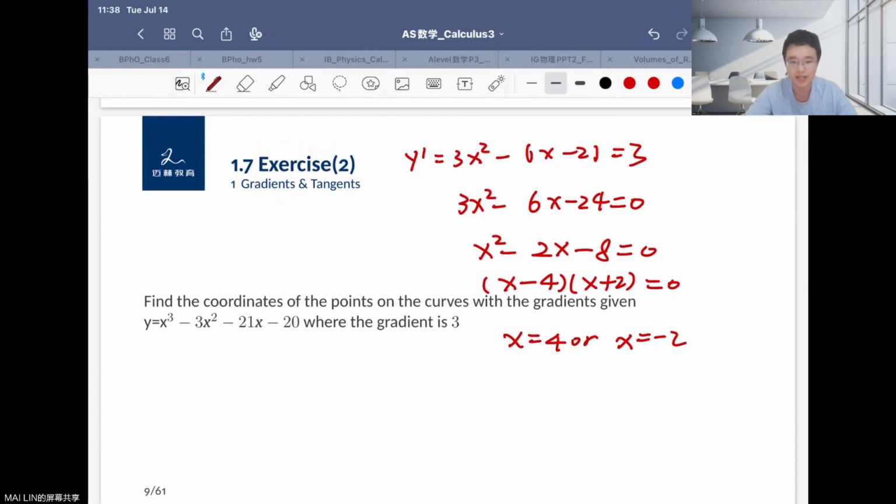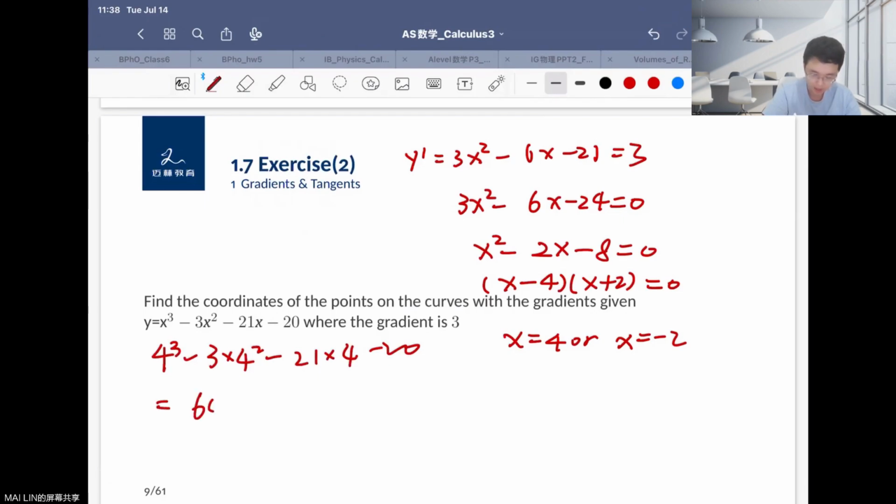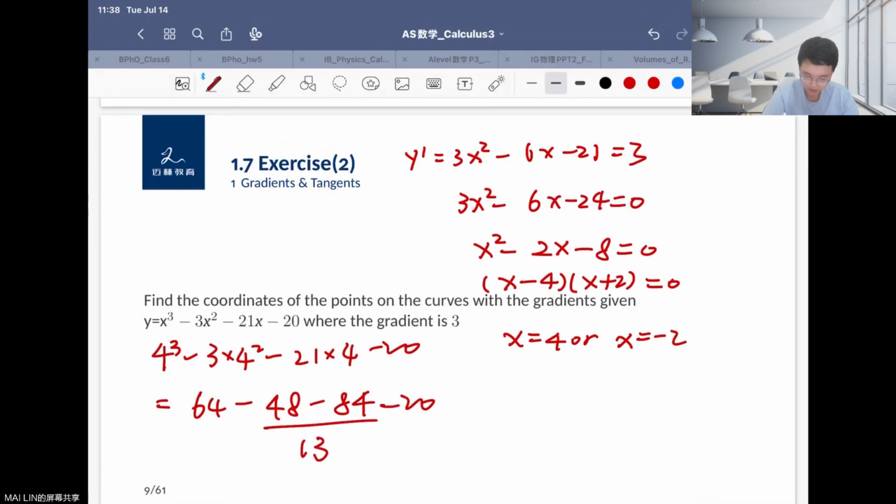For this gradient equal to 3, we put x equals 4 into the function. So it's 4 cubed minus 3 times 4 squared minus 21 times 4 minus 20. Here 64 minus, 16 times 3 is 48, and then we have to minus 84 minus 20. The value here is 132, and here is minus 20, so it's minus 152. So it's negative 88.